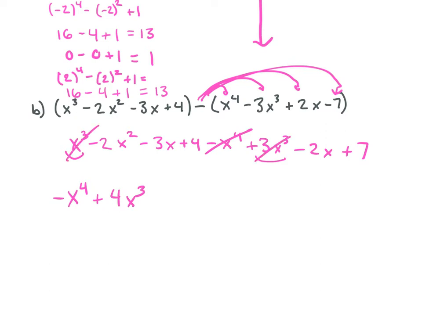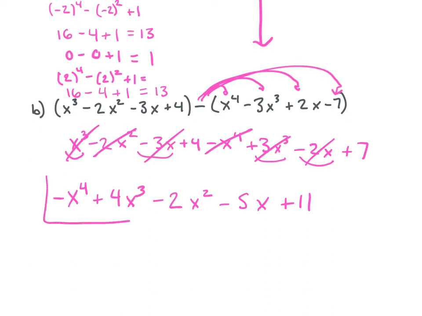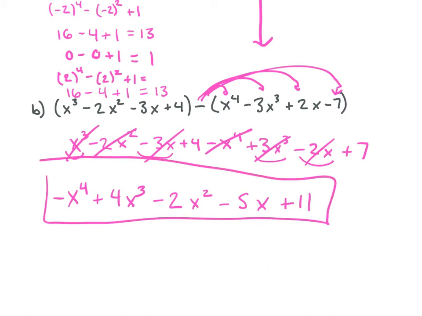What's next? Negative 2x squared. It's our only x squared, so we're good with that. And the x's, which is negative 5. Yes. So then we have this negative 3x minus 2x, which would be negative 5x. We can cross those out. Plus 11. Perfect. And then 4 plus 7 is 11. So that's our answer.